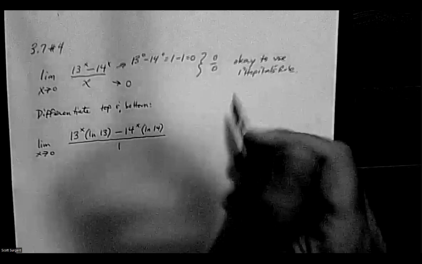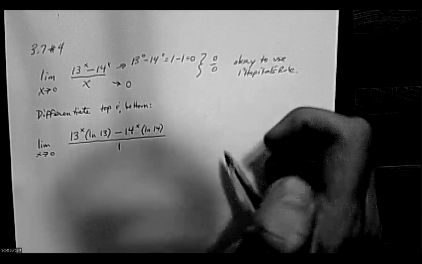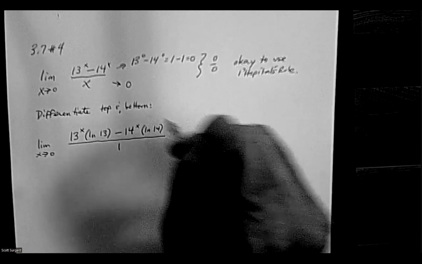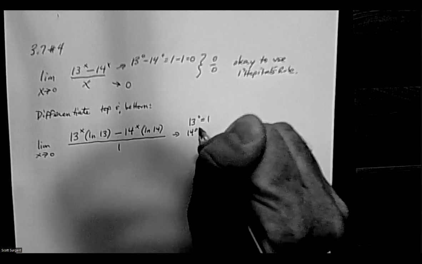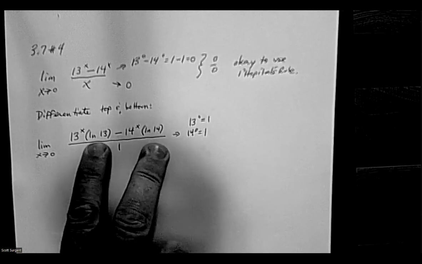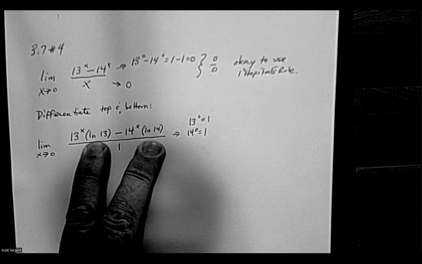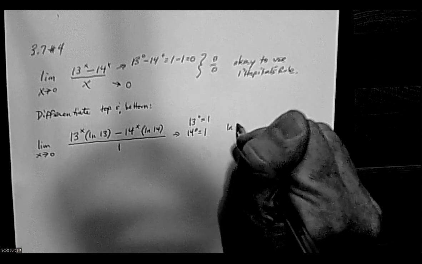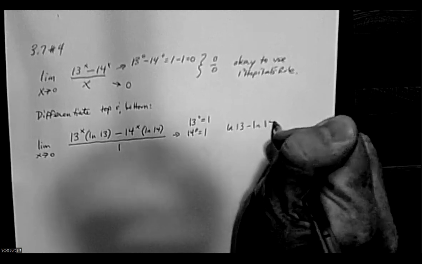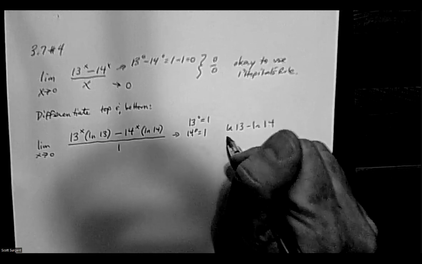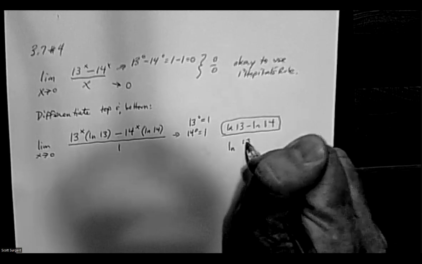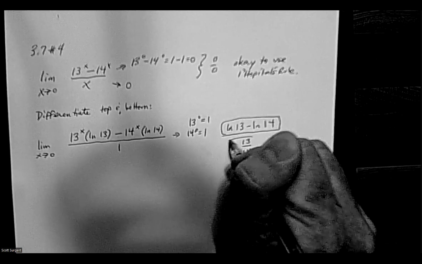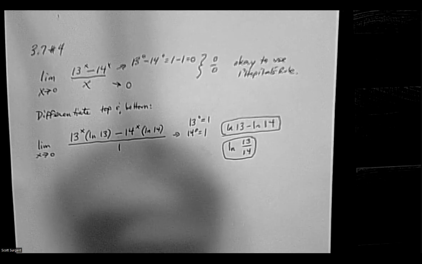Oh, we just plug in the 0. So 13 to the 0 will give you 1. 14 to the 0 will give you 1. And then all that's left over is these two guys. You get ln 13 minus ln 14 all over 1, which is just this. In fact, if you want, you can combine that as a quotient, a single natural logarithm.